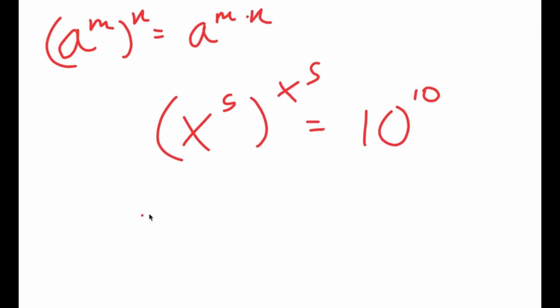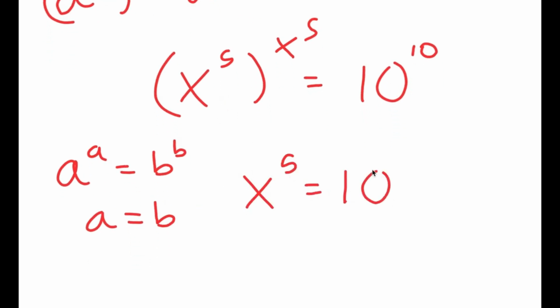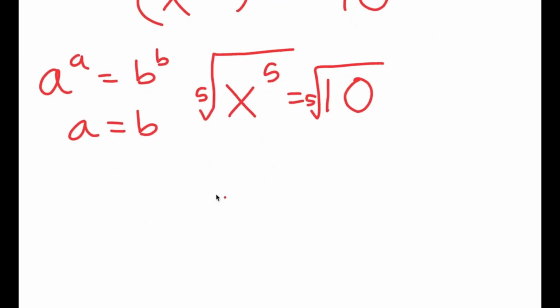And now my final property of exponents that I'm going to use for this video is that if I have something in the form a to the power of a is equal to b to the power of b, this means that a is equal to b. So in this case, x to the power of 5 is equal to 10. Now to solve this, we need to get rid of this power of 5 by taking the fifth root on both sides. So the fifth root of x to the power of 5 is x, so I get x is equal to the fifth root of 10.